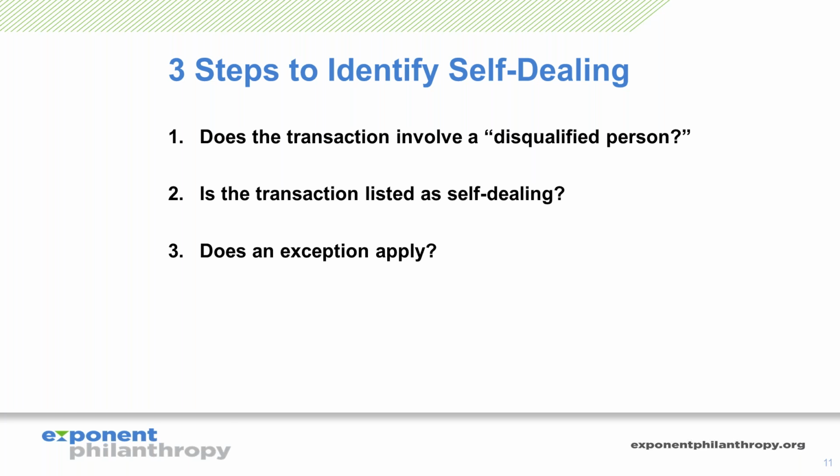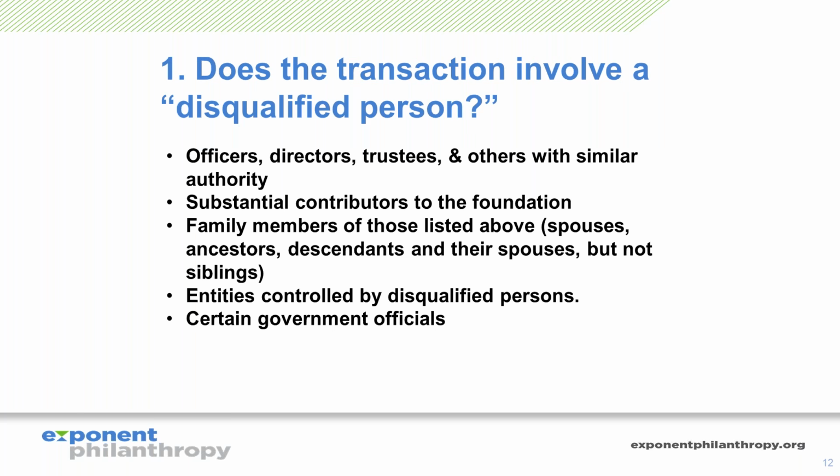Just write them down on a piece of paper. If it's very simple, then you can sort of keep it in mind, but it can sometimes get very complicated, especially with multiple generations involved. Second is the transaction listed as self-dealing. And then third, does an exception apply? So we'll go through each of these.